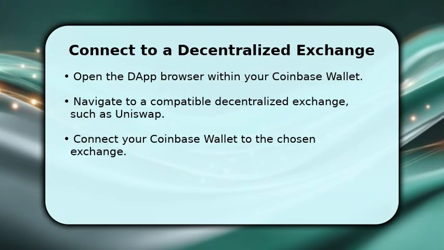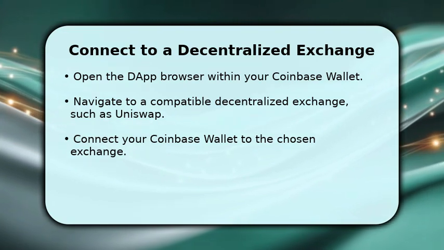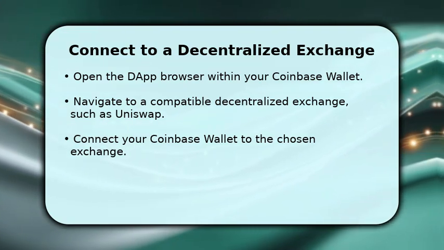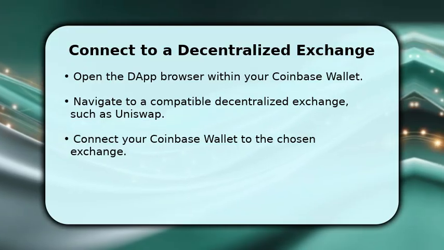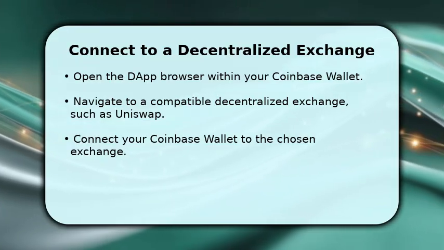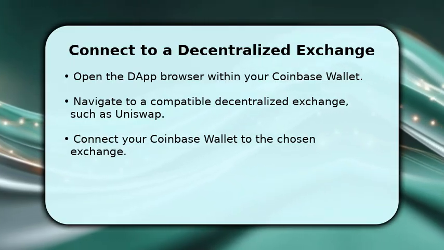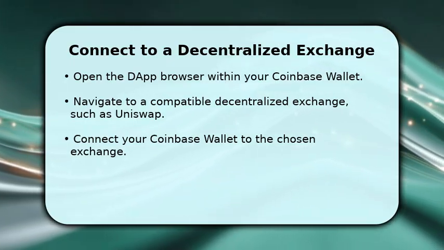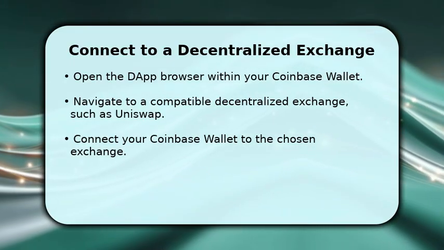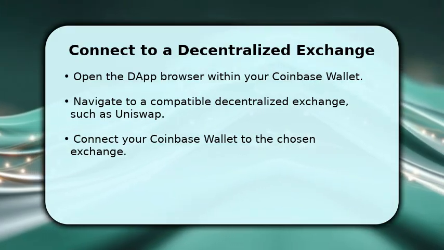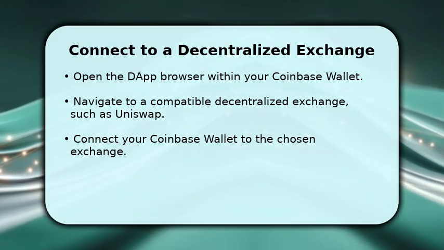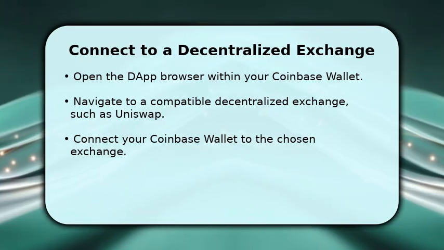Next, open the D-app browser right inside your Coinbase wallet. You'll want to find a decentralized exchange that supports ZBCN, like Uniswap or another reputable platform. Once you're on the exchange's website, look for the Connect Wallet button. Tap that, and then select Coinbase Wallet to link your funds securely to the exchange, preparing for your swap.